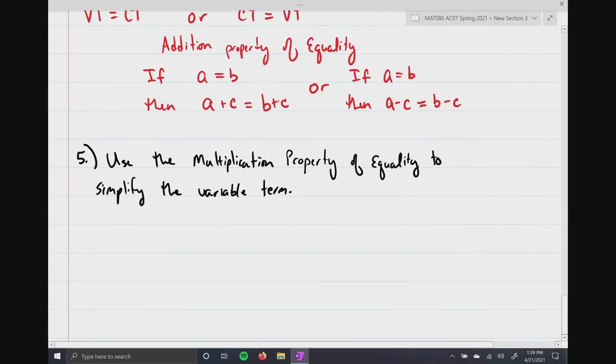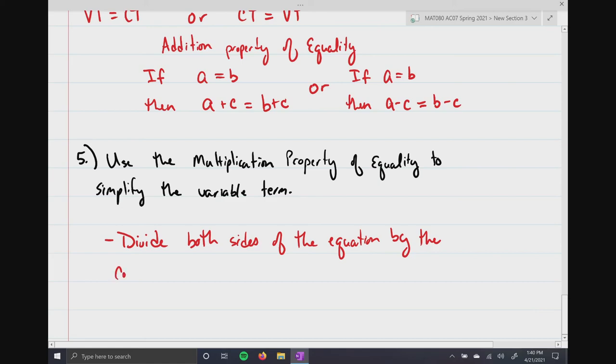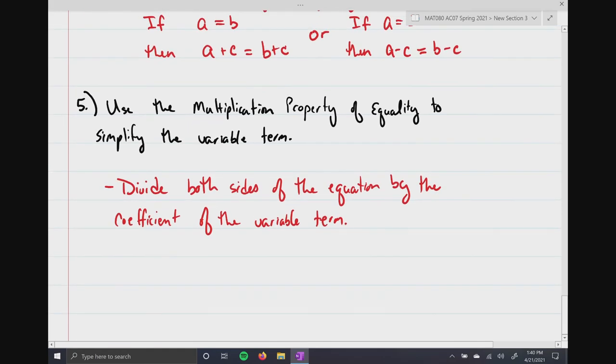So, I can rewrite this entire statement giving you a direct operation to do. So in red, here's what it should say. You're going to divide both sides of the equation by the coefficient of the variable term. So in other words, whatever number is in front of that variable, divide both sides by it. And that's what the multiplication property of equality actually says.